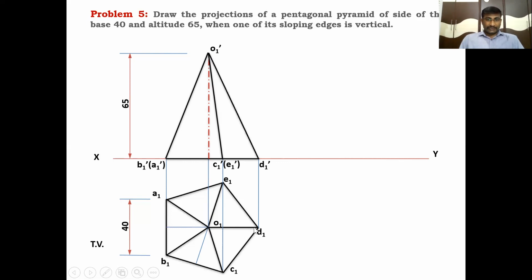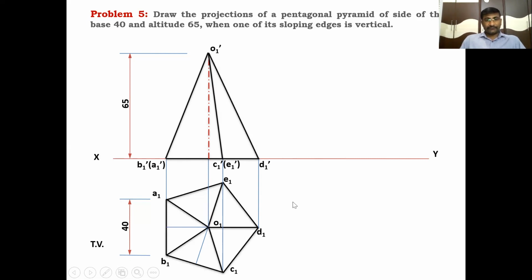And another sloping edge, D1 dash O1 dash, is visible. These are the dark lines. Clear? And the remaining two sloping edges are invisible. What are those? O1E1 and O1A1 are invisible, but O1A1 coincides with O1B1, and O1E1 coincides with O1C1.